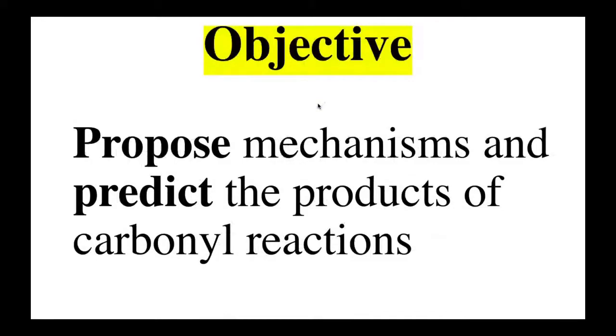We're going to propose mechanisms and predict the products of carbonyl reactions. I'm going to go in a very different order than your chapter goes, simply because I feel it'll make more sense to show you all the patterns between all the reactions rather than going in the order that they show it there. That's one of the things I hate about your textbook, is that it goes back and forth between different kinds of reactions instead of showing you all the commonality that underlies all of them.